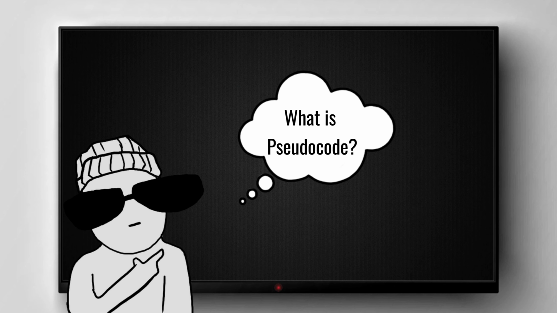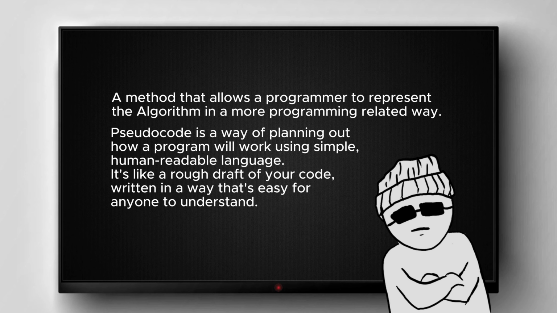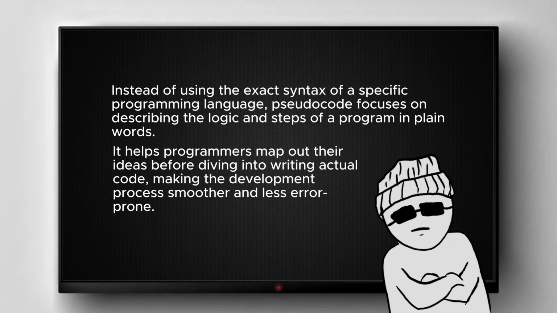What is pseudocode? A method that allows a programmer to represent the algorithm in a more programming-related way. Pseudocode is a way of planning out how a program will work using simple, human-readable language. It's like a rough draft of your code, written in a way that's easy for anyone to understand. Instead of using the exact syntax of a specific programming language, pseudocode focuses on describing the logic and steps of a program in plain words.